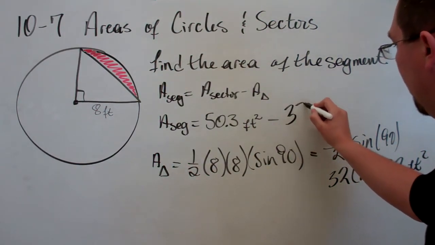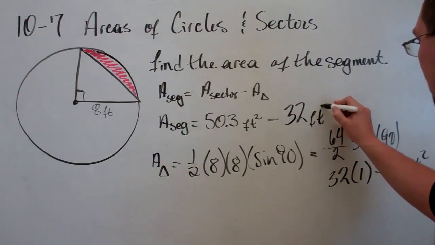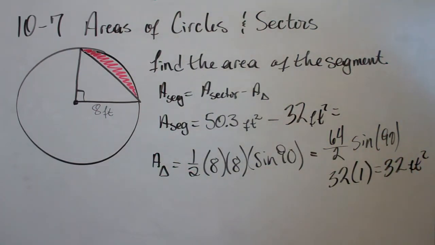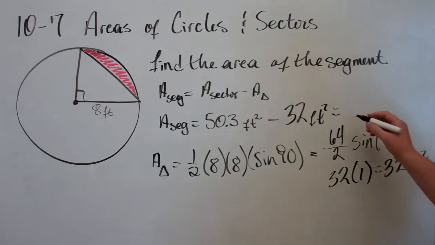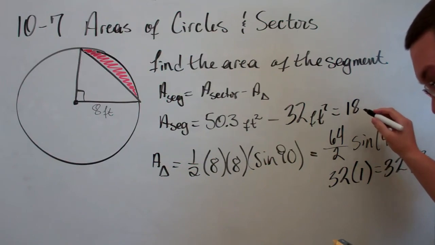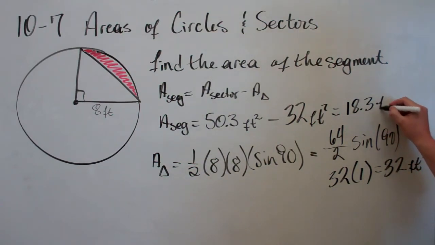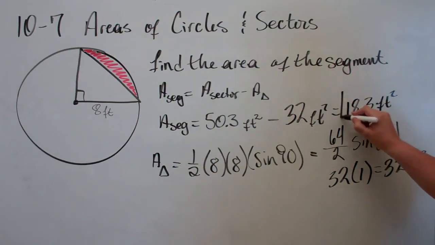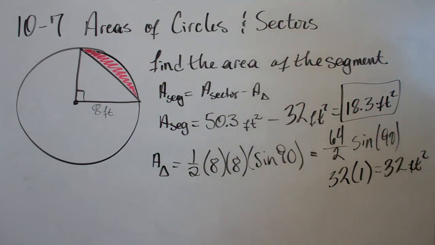So we're going to subtract 32 feet squared. 50.3 minus 32 leaves you with 18.3 feet squared. So that is the area of your segment.